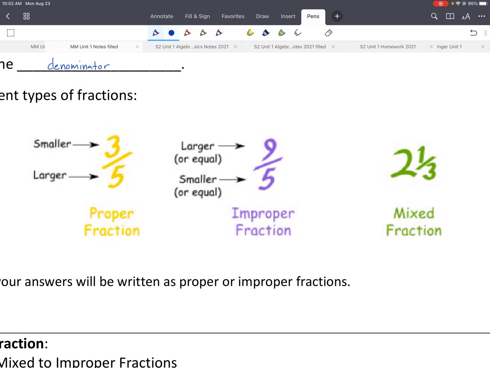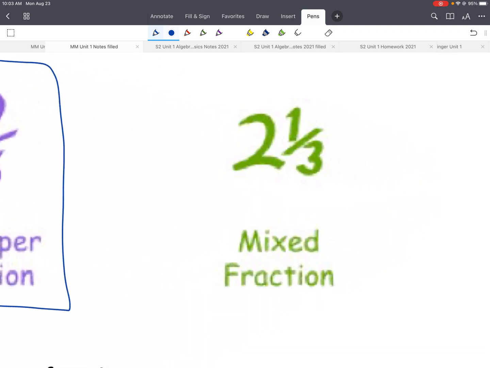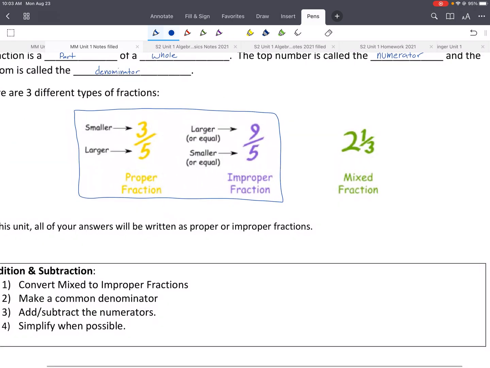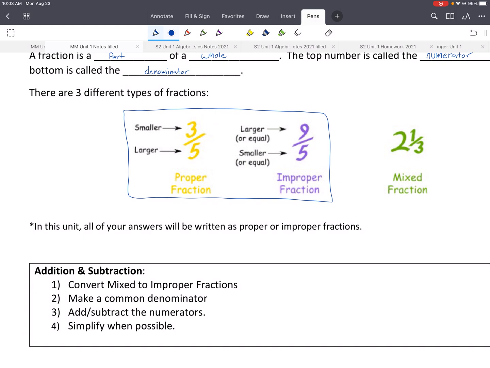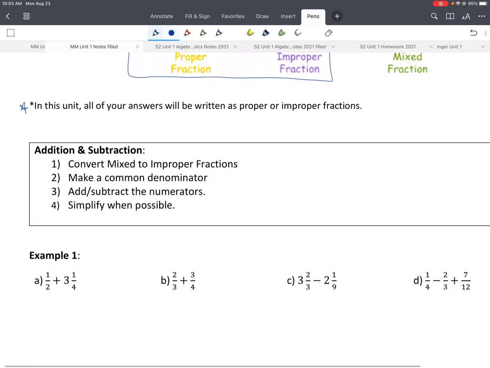All right, so when you do your homework, I'm going to ask you to please write your answers as either proper fractions or improper fractions. And we don't want any mixed fractions. Okay, so maybe you have a problem that's a mixed fraction. How do we write it as an improper fraction? We'll learn how to do that in a moment, okay? So make sure that you write your answers as proper or improper fractions. And then also please always simplify your fractions at the end, okay?